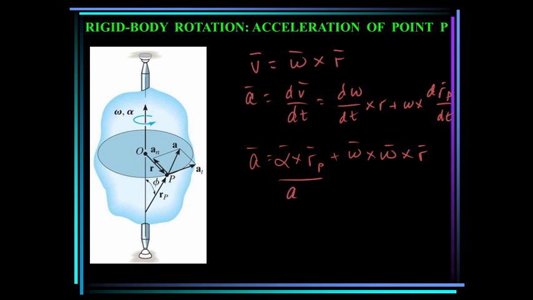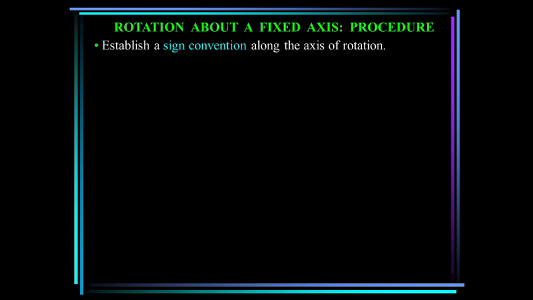This is the tangential part of the acceleration. This is the normal acceleration. And the magnitude of a, of course, is the square root of the sum of the squares. So let's establish a procedure when you want to analyze a problem that has rotation about a fixed axis.